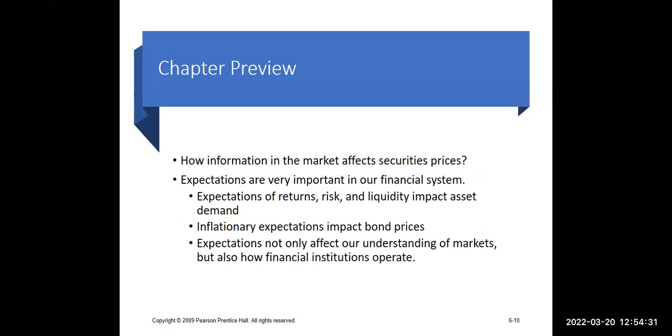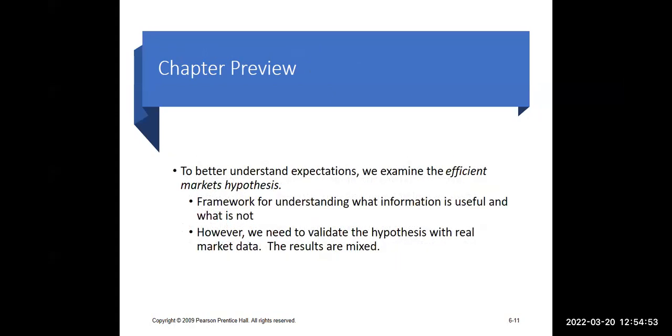How information in the market affects securities prices. Expectations are very important in a financial system. Expectations of returns, risks, and liquidity impact asset demand. Inflationary expectations impact bond prices. Expectations not only affect understanding of markets, but also how financial institutions operate. To better understand expectations, we examine the efficient market hypothesis, a framework for understanding what information is useful and what is not.